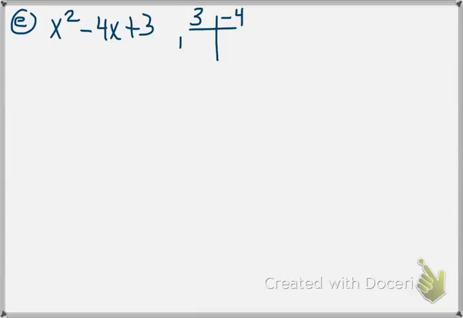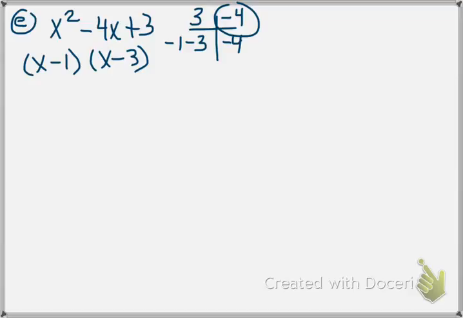So the only way I could get 3 is 1 times 3. This is a negative, so once again, both of them have to be negative, so that gives me a negative 4. So this would be x minus 1 and x minus 3. But what we're doing today is x to the fourth minus 4x squared plus 3.